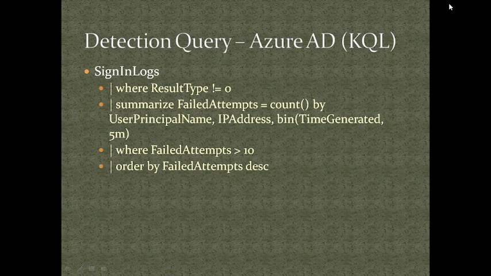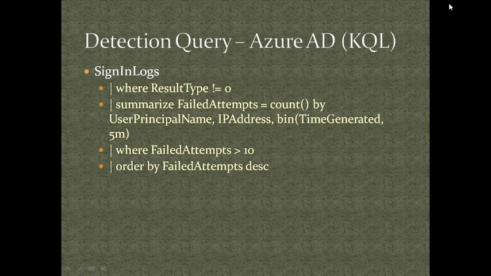So it will give you the result of how many failed attempts in the last 5 minutes came from which IP. So we will get the log with the help of this query. If the failed attempts are greater than 10, it means it's a high risk zone. So we will get the result in order by using the order by keyword in the query. It will order by failed attempts in descending order.